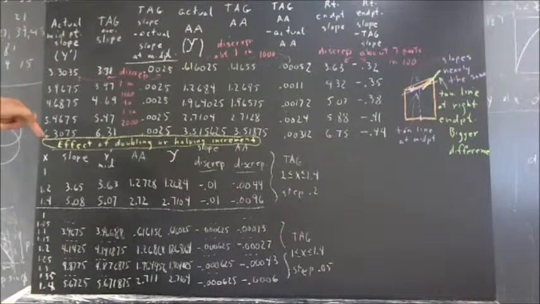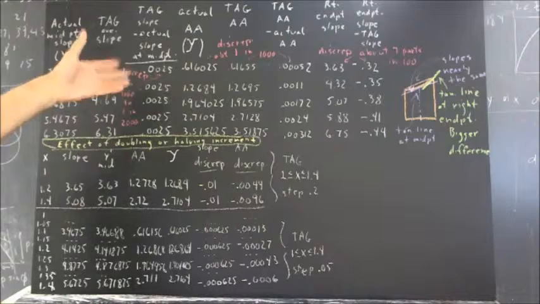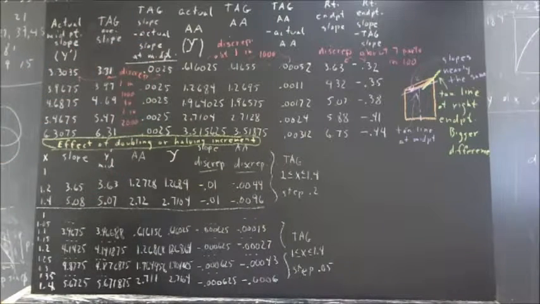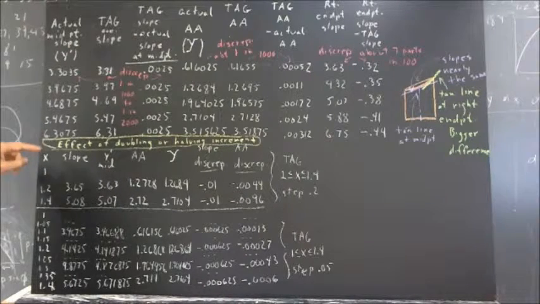Okay, now we want to look at the effect of doubling or halving the increment. So we have the function y equals x cubed plus 5 on the interval from 0 to 1.5 here. Now, if we double the increment, then we're going to have an increment of 0.2, and we're not going to hit 1.5. So we're just going to do this for x values 1, 1.2, and 1.4.